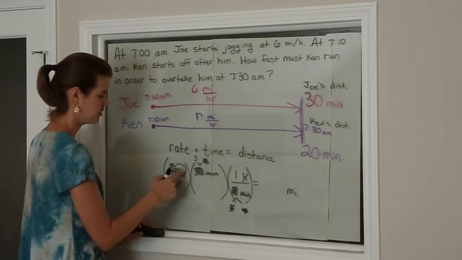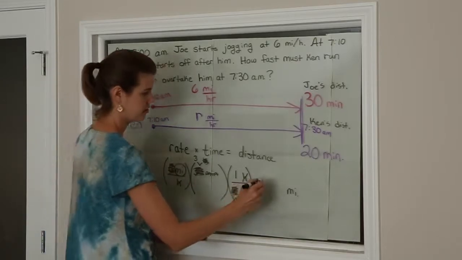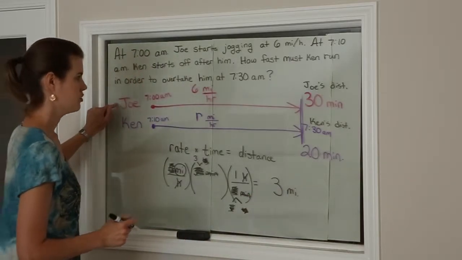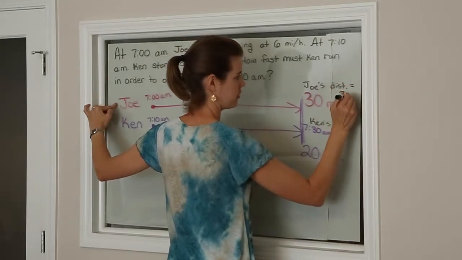The only unit left is miles. It's in the numerator. That's good. So the only thing left after I multiply is 3 miles. And we were dealing with Joe. So Joe's distance was 3 miles.